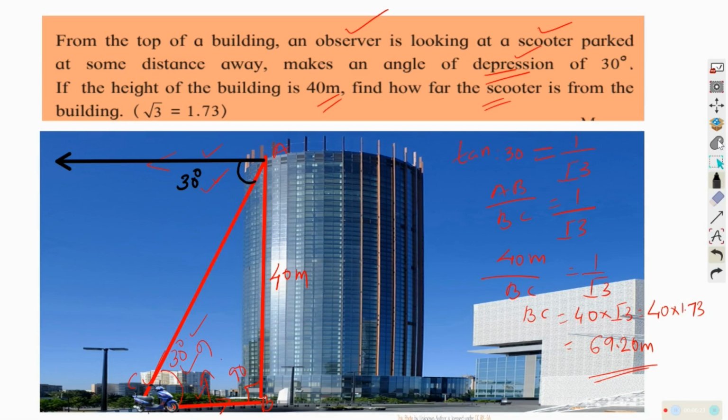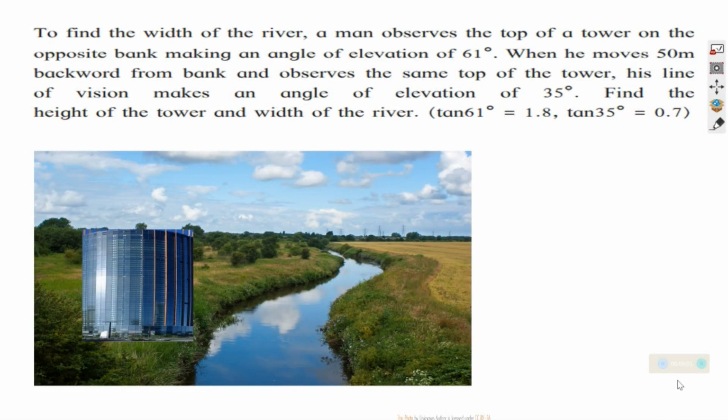Anyway, we will move ahead to another situation. The situation is something different here. To find the width of a river, oh, we cannot jump into the river, so we have to use trigonometry. A man observes the top of a tower on the opposite bank, making an angle of elevation 61 degree. He is observing from somewhere here, opposite side. This is the tower, same tower. I have taken the same tower and come to the river side.